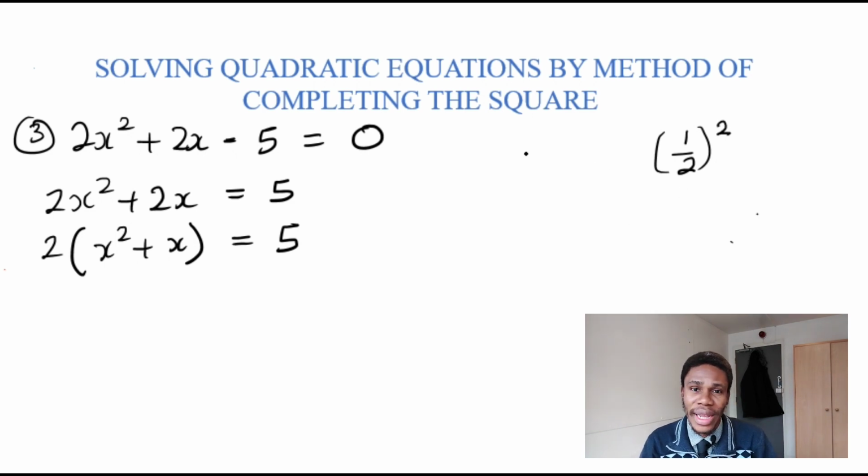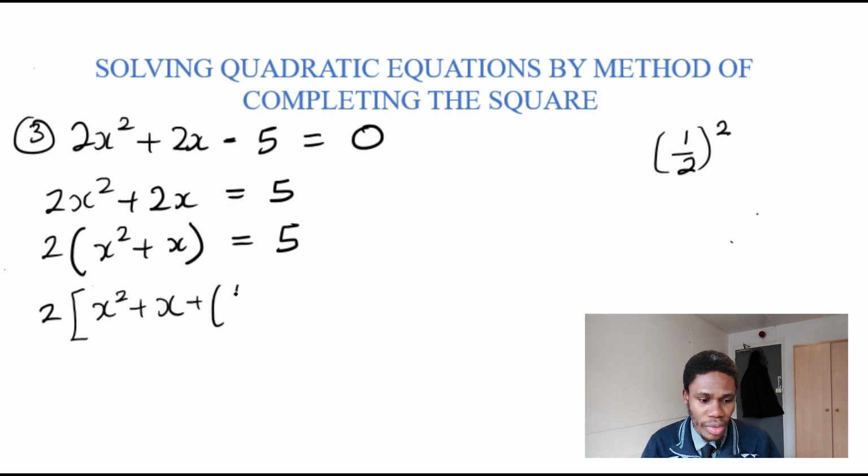Now we're going to add it to the left hand side and the right hand side, but at the left hand side we are adding it inside the bracket. So 2, so let me use the bracket. We have x squared plus x plus 1 out of 2 all squared equals 5 plus 1 out of 2 all squared.